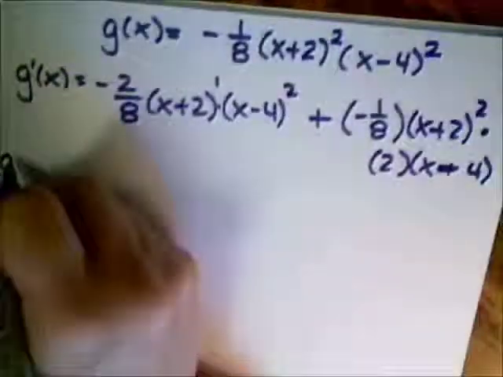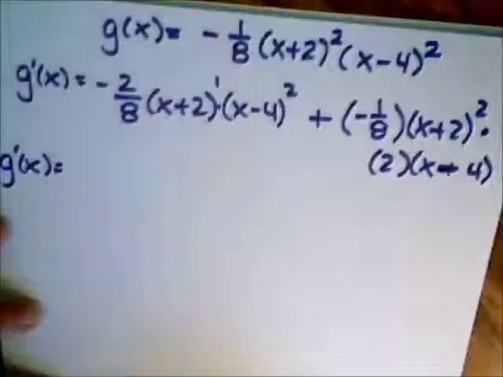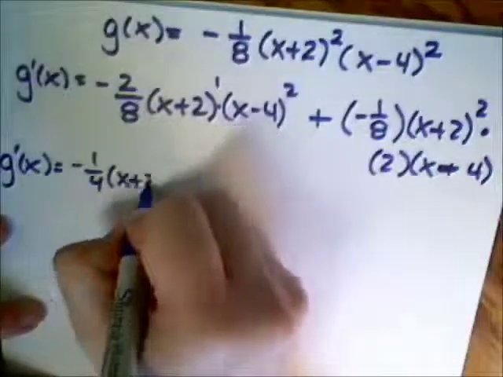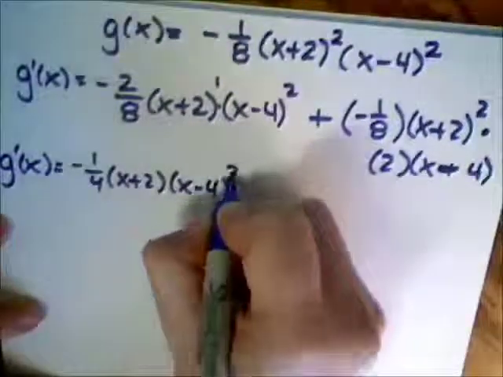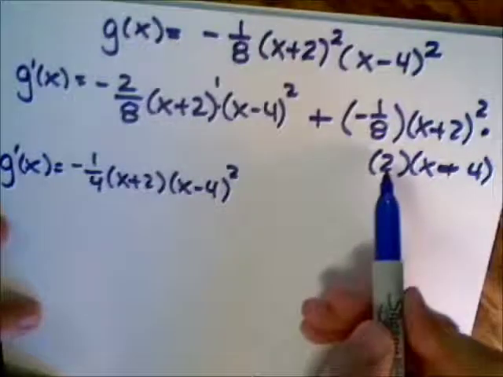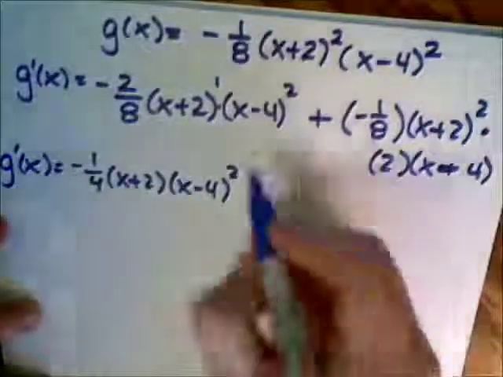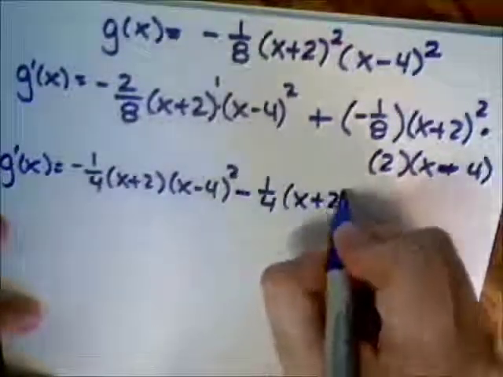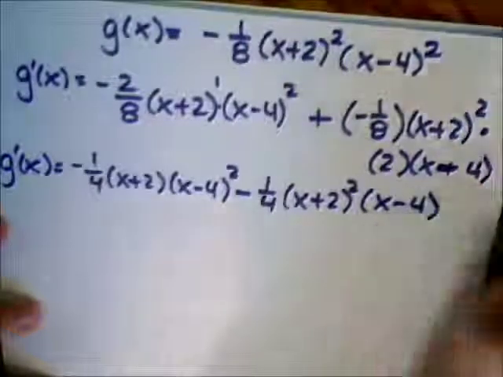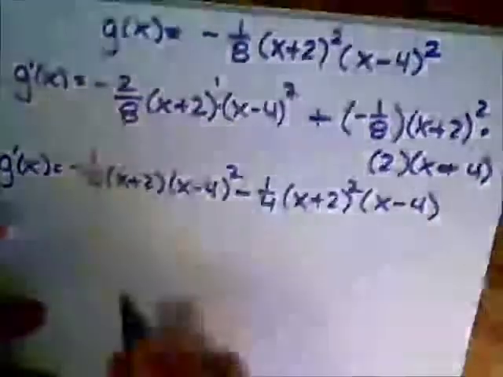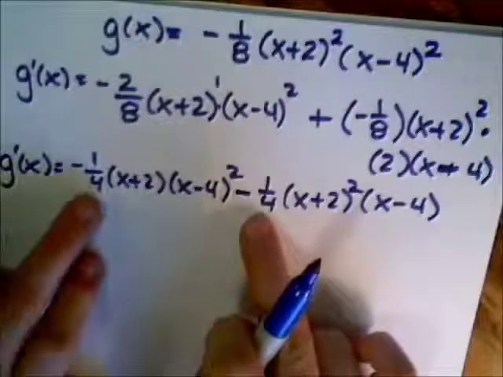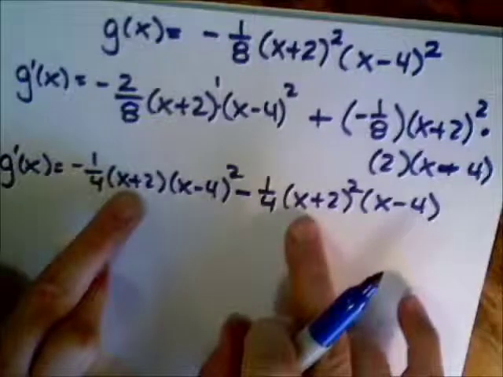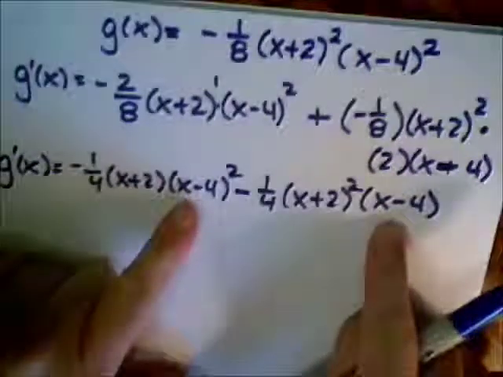Okay, now maybe to clean up just a little bit. Alright, so I have -1/4 times x plus 2 times x minus 4, the quantity squared. And cleaning up here on the second term, 2 times -8, so that's another -1/4 times x plus 2, the quantity squared, times x minus 4. Okay. And we see that both terms have a coefficient in common. They each have a factor of x plus 2. And they also have a factor of x minus 4.